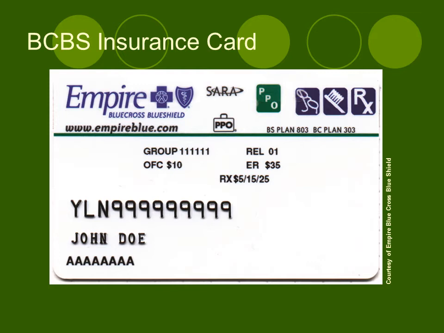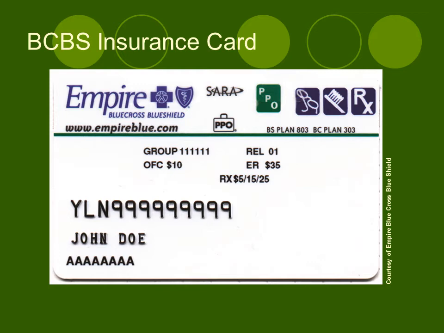Looking at this, you can see the group number up there. It's the 6-digit number. The actual member ID is the number that starts with letters and numbers, and most Blue Cross Blue Shield plans usually start with letters, end with numbers, and have the patient's name on there as well.